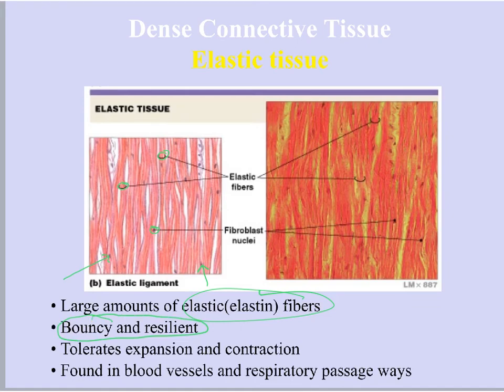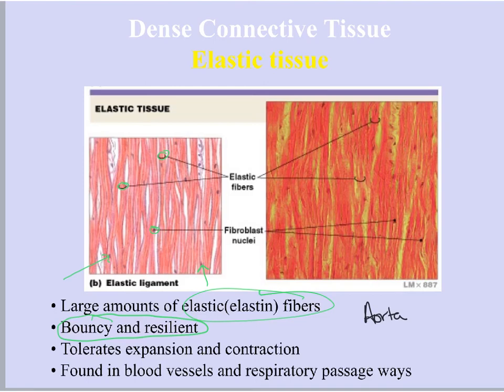tissue. And the result of that is tissues that contain elastic tissue can tolerate expansion and contraction. So, for instance, the aorta, which is the largest vessel carrying blood away from your heart, it's got a layer of elastic tissue embedded in it, because when your heart beats and squeezes blood up and out of the heart and into the aorta, it does so at significant pressure.